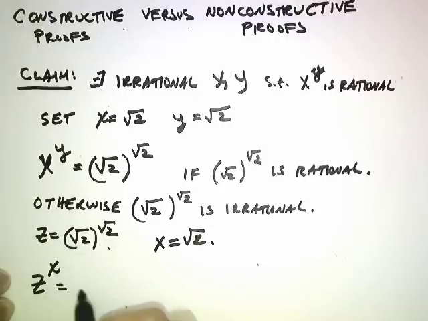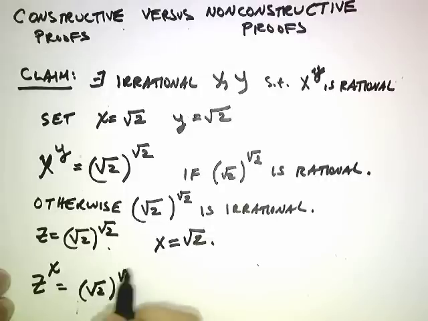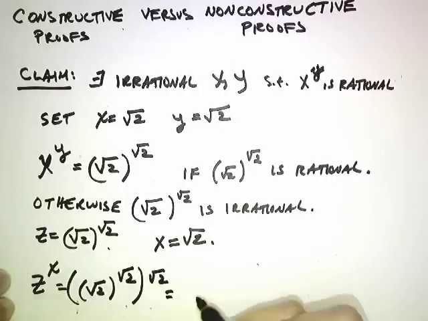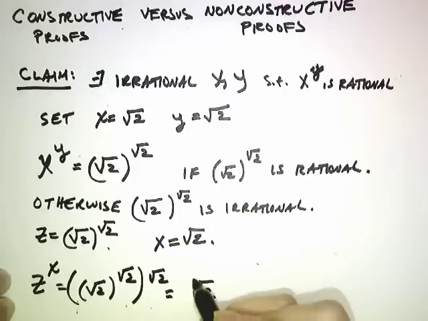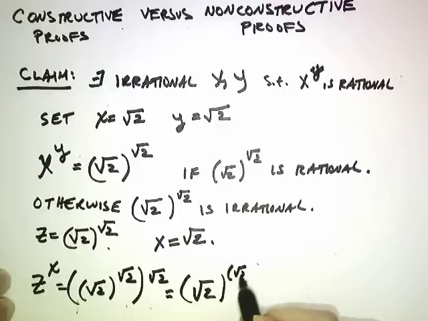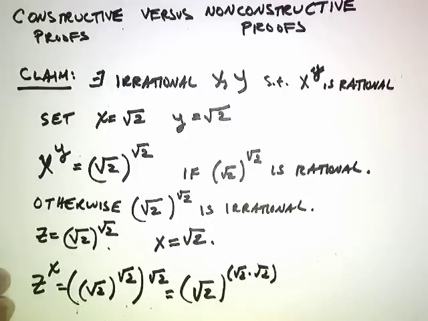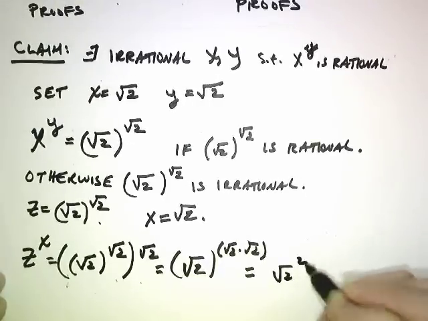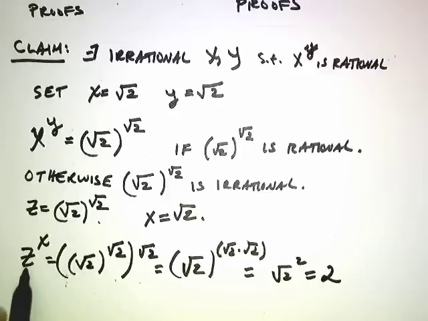What is z raised to the power x? Well, it's equal to root 2 to the root 2, all raised to the root 2. This is equal to root 2 raised to the square root of 2 times root 2. This is equal to square root of 2 squared. It's equal to 2. All right, so we have z, we know it's irrational, we raised it to another value, x, that's irrational, and we got a rational number. Therefore, the claim is true.